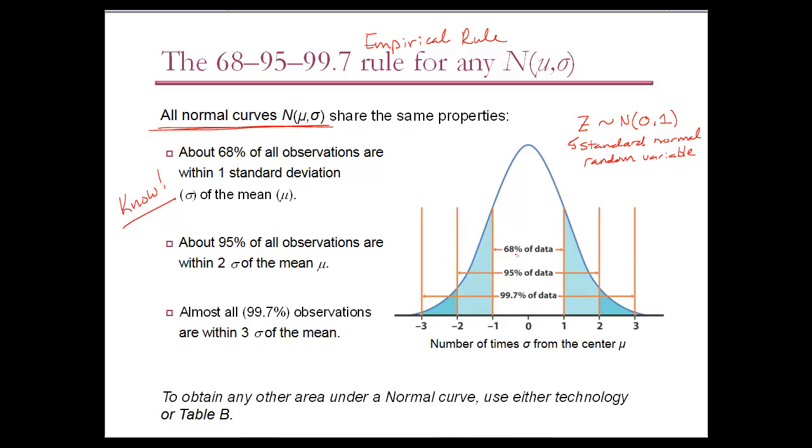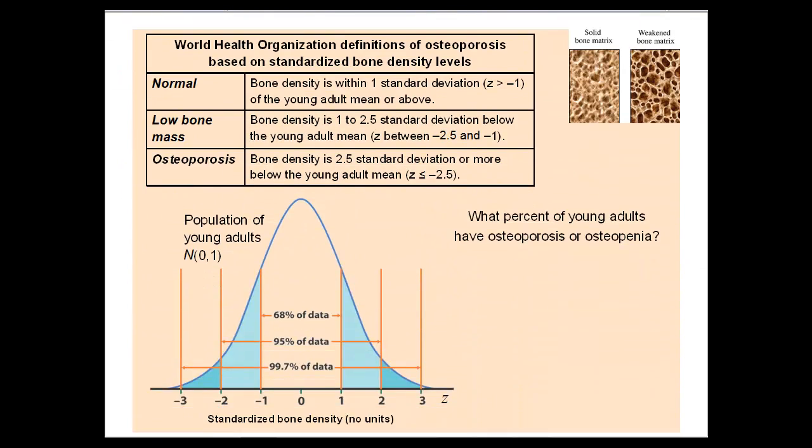Let's go ahead and look at an example that uses this idea of the 68, 95, 99.7 rule. This example is based on the WHO, World Health Organization, definition of osteoporosis, and it's based on standardized bone density levels. So what we're looking at here, and again, this happens a lot, sometimes you're considered normal, above normal, below normal. So we're talking about distribution here. So what's going on here is every single person who has a bone density level test done, their value is standardized, and we'll get into how to standardize variables in a little bit. But basically they're standardized and then they're compared to this curve.